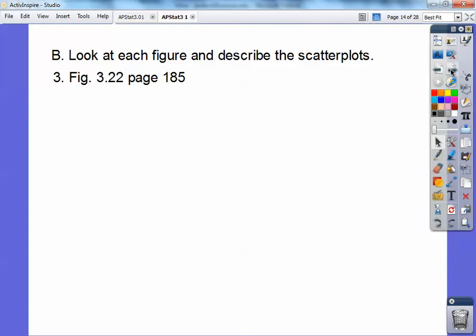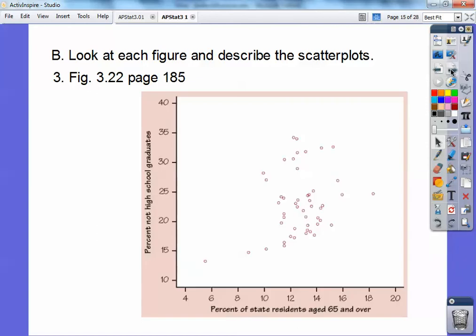How about this one on page 185, figure 3.22? What about that one right there? Don't worry about what they represent yet, but just look at all the points. This one is really weak, and it doesn't have any association at all. We'll talk about that graph a little bit later.